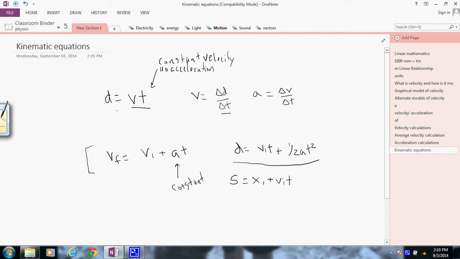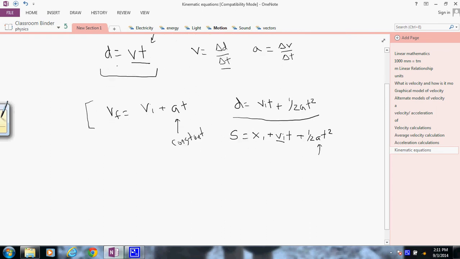Of course, if you're at rest initially, then your initial velocity could be 0. Plus 1/2 the acceleration times time squared. So this is a situation where we can change the acceleration if we want to. If we don't need acceleration, we're at constant speed, then we're back to this formula right here. Now I'm going to pick out a few problems that we could work on.